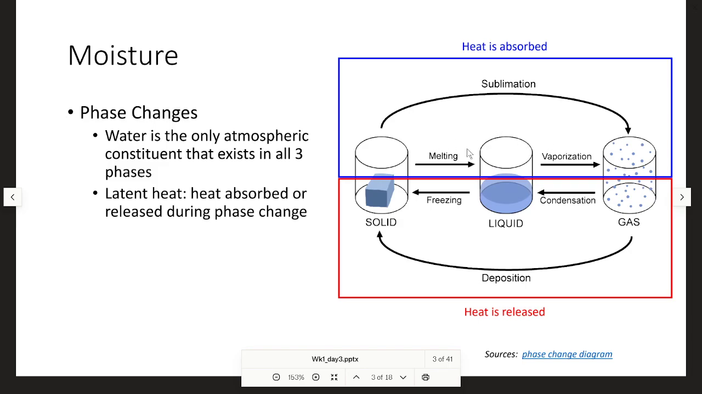So like melting, vaporization, and sublimation, heat is absorbed, so they're cooling. And then if you want to condense or freeze something, the particles are moving too fast and it needs to release some heat. So the environment around will heat up as you let go of that energy to move to these lower energy states.